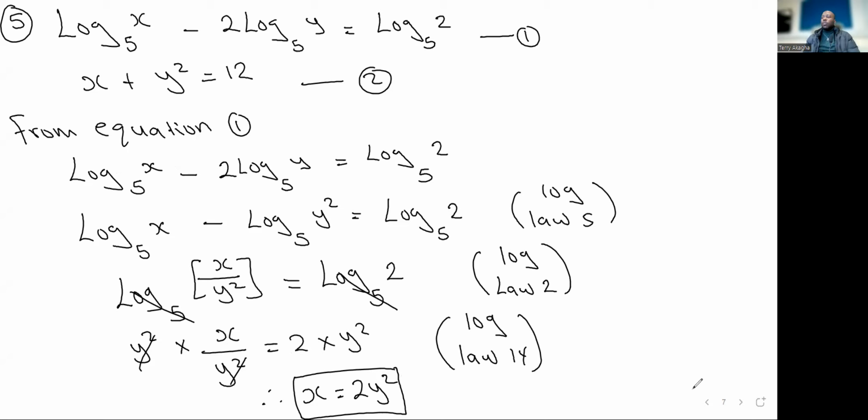Okay. So which one do you want us to pick? We can pick equation 2. So in equation 2 here, we have x plus y squared is equal to 12. Or you can use this one here that we already have, x squared is equal to 2y squared. Any of them should give you the same answer. Is that okay? I'm going to use equation 2 just to be consistent, so I'm going to substitute y into equation 2 to get x.